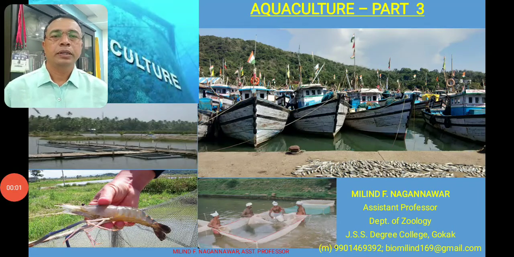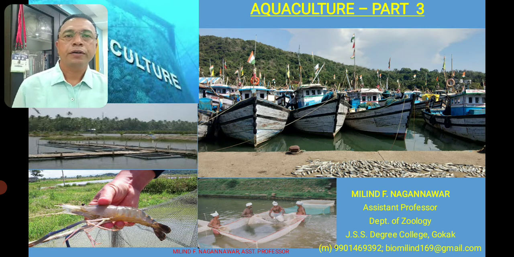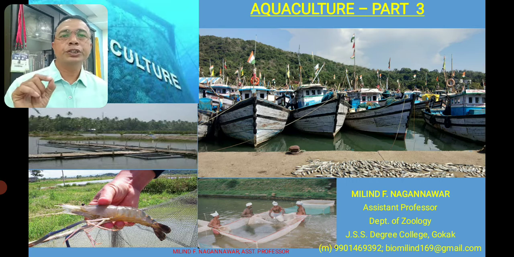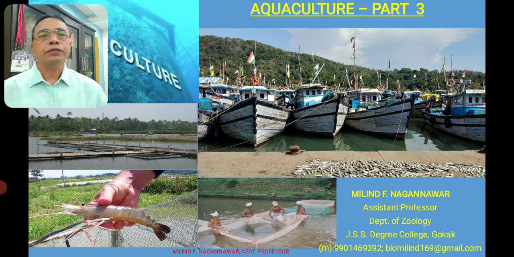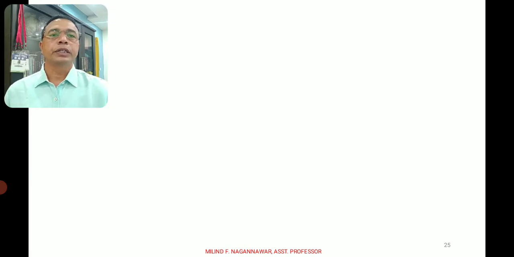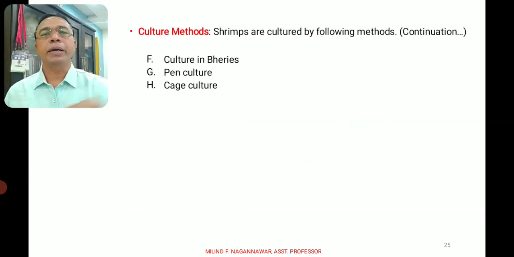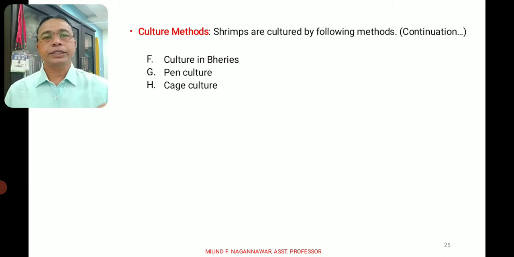Hello students. In my previous class, we studied the culture methods of shrimps. There we studied the extensive method, semi-intensive method, intensive method, pond culture, and polyculture. Now, in today's class, we will discuss the remaining three types of cultures, that is the culture in berries, pen culture, and cage culture.